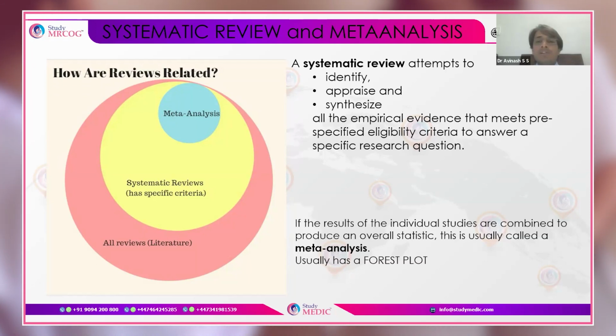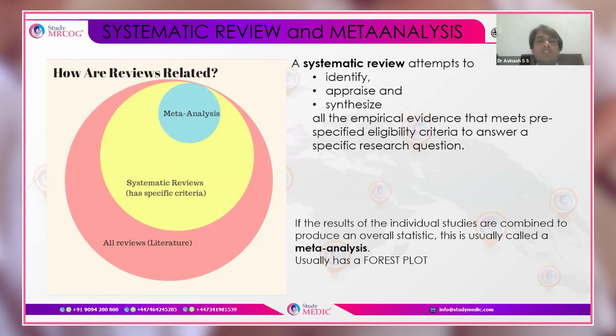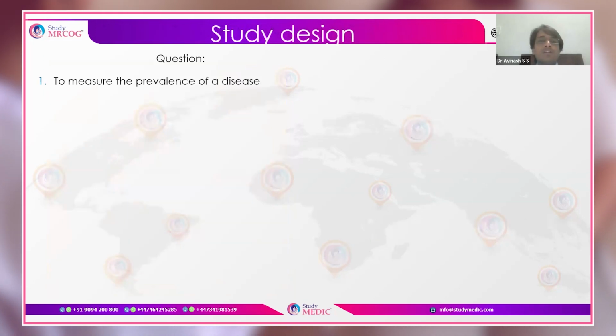Now, if the results of all these individual studies are combined to produce an overall effect, for example the effect of this drug on the incidence of cardiovascular disease, this is usually called a meta-analysis. And it is usually represented using a forest plot. All meta-analyses should be systematic reviews, but not all systematic reviews can undergo meta-analysis. Some systematic reviews can further be analyzed to find out the overall effect of all the studies, and that is called meta-analysis. Now we will see the questions and see the answers.